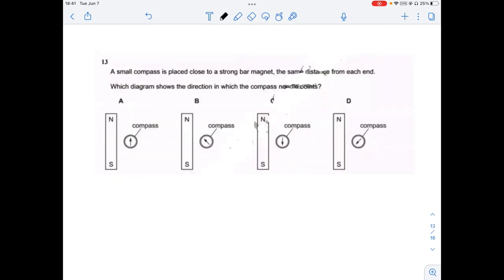Now coming to the next question, question number 13. A small compass is placed close to a bar magnet, at the same distance from each pole. Which diagram shows the direction the compass needle points? We know that outside the bar magnet, the magnetic field will be in this particular direction, and inside it's going to be straight. So always from north going towards the south.